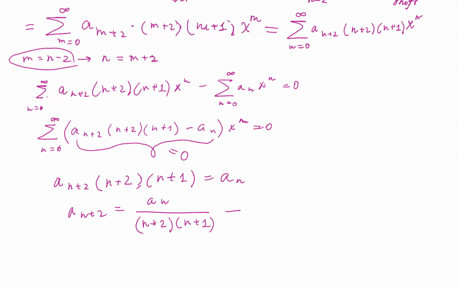Right? What we have is called a recurrence formula. So it's how do we find the next term if you know the previous one.